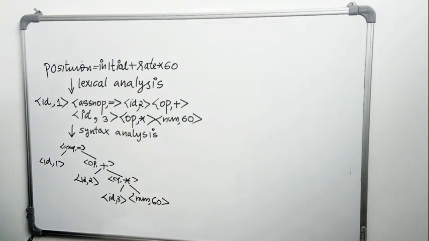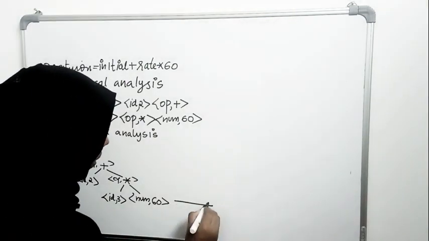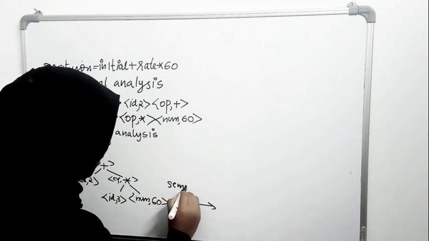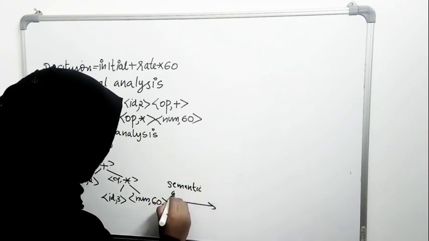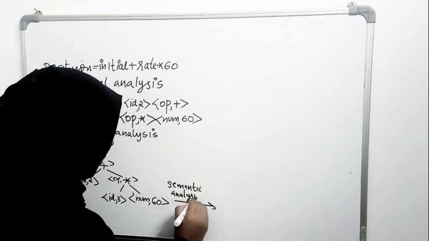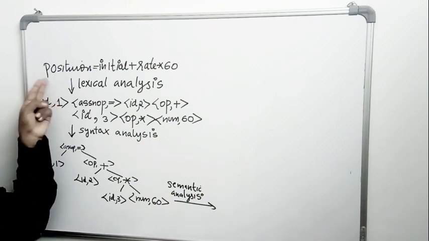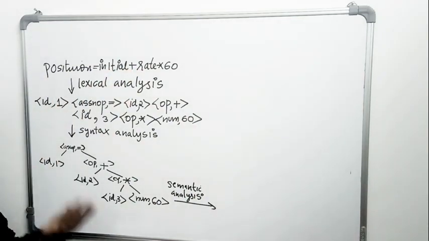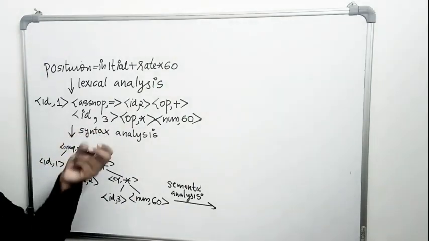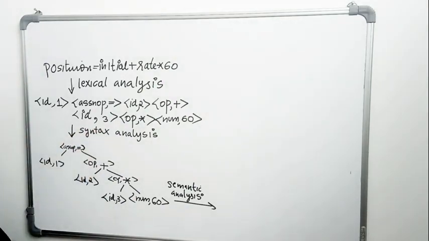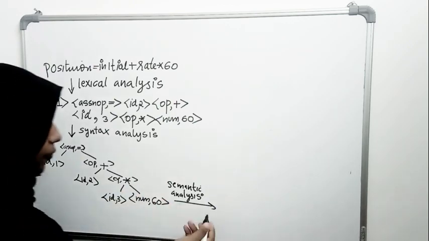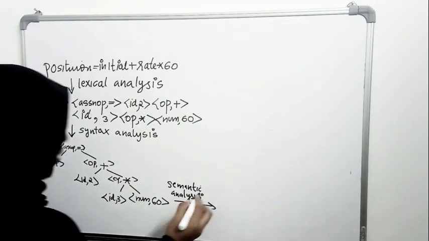Now we will see the semantic analysis phase. In the semantic analysis phase, all the necessary type conversions will be done. For example, just for the sake of an example, assume that position, initial and rate are floating point variables. In that case, 60 should definitely be converted into a floating point number. That can be done by the semantic analysis phase. So after semantic analysis, the output tree will be like this.